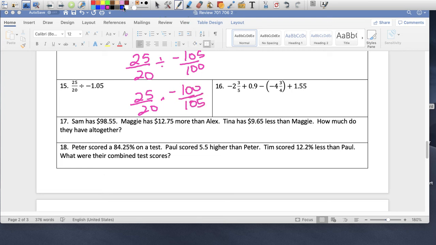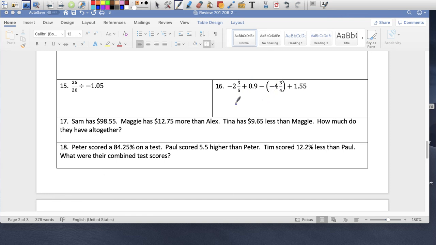A lot of canceling here. So let's do by 20. 20 divided by 20 is 1. 100 divided by 20 is 4. Go across this way. 25 divided by 5 is 5. 105 divided by 5 is 21. That's it. Positive times a negative is a negative. 5 times 4 is 20. And 1 times 21 at the bottom is that. That's my final answer.